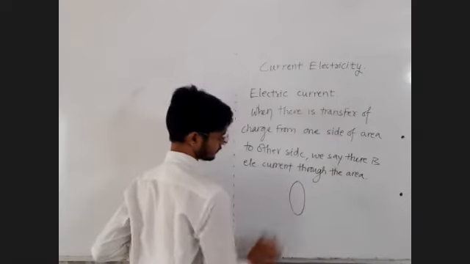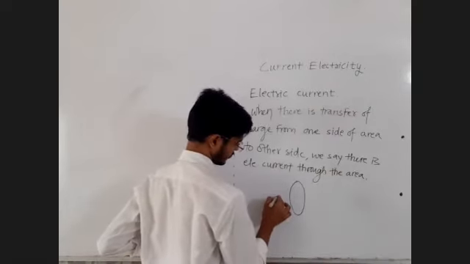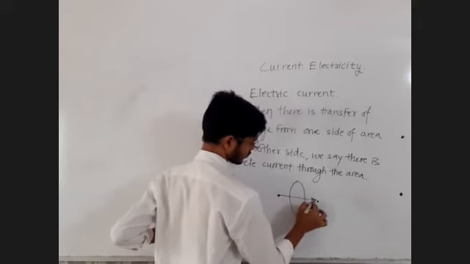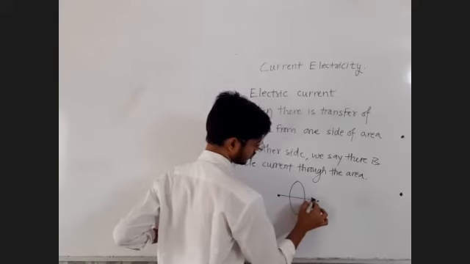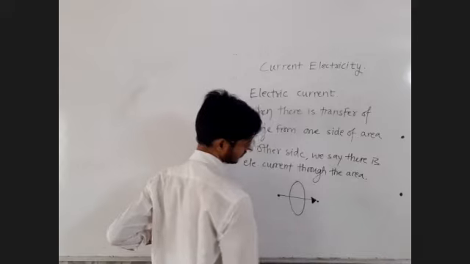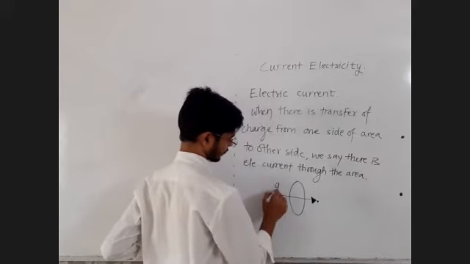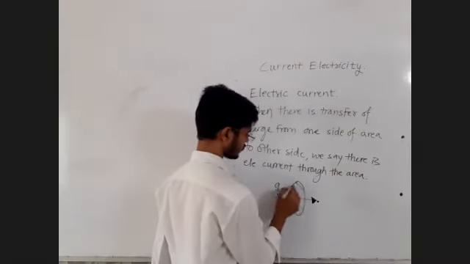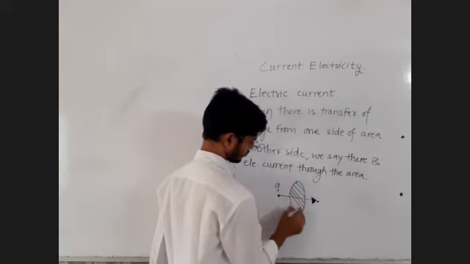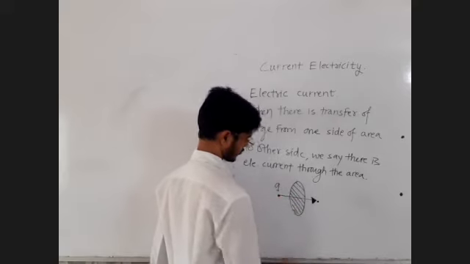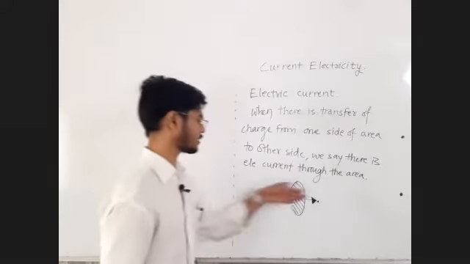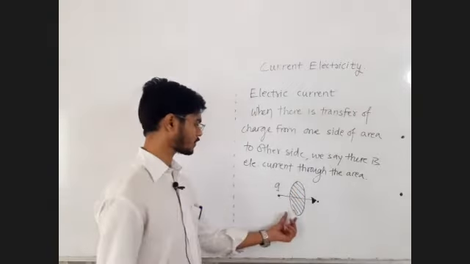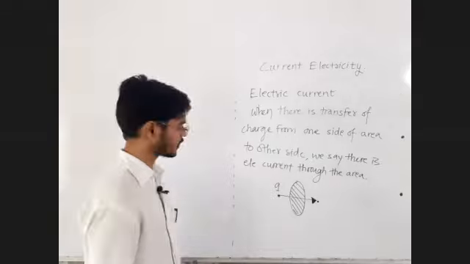So let's say this is the area and the charge was initially here, now it is here. It means through this area there is a flow of charge. So through this area there is a current. Okay. This is the area, and charge has crossed this area. Charge has crossed this area means there is a flow of charge across this area. So there is a current through this area.